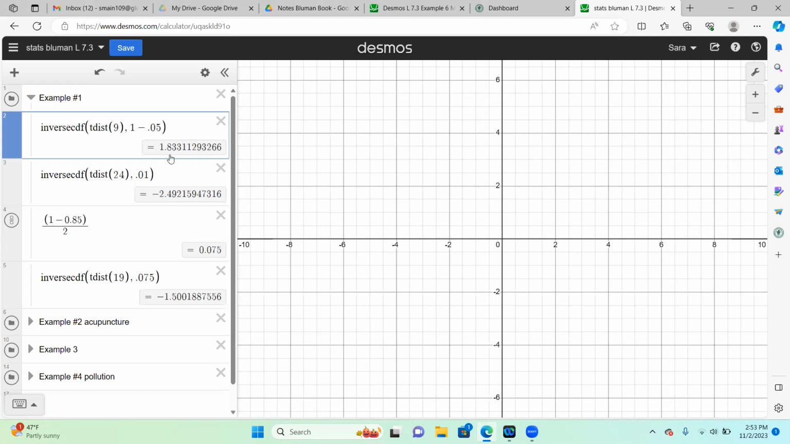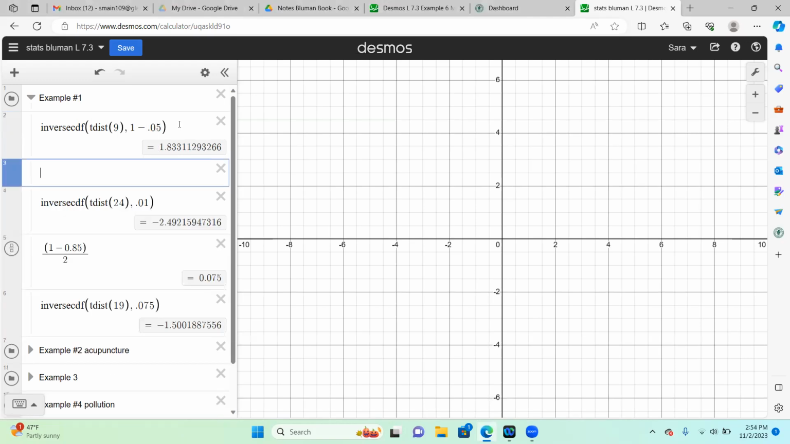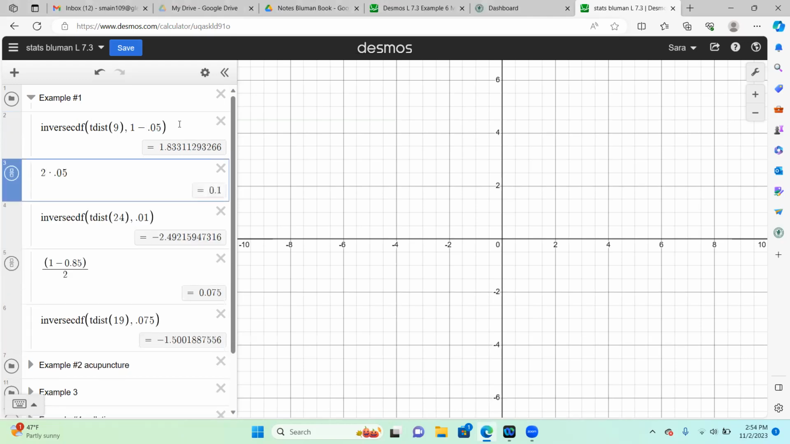Now, the T distribution is like the Z where they're symmetric. So when you're just getting these critical T and Z values, most of the time you're just trying to get the number, whether it's positive or negative doesn't matter. We're just trying to get the number. So this would be 1.833. We usually go to 2 or 3 decimal places. Okay. And then it says, what is the alpha for this critical value? So the alpha is 2 times 0.05. It's 0.1.